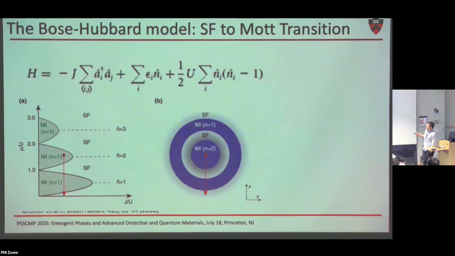Now you could imagine that if you have lots of tunneling and very weak interactions, the particles can delocalize, and what you'll get is that you'll be in the superfluid phase. It maps essentially to the lattice version of the BEC.